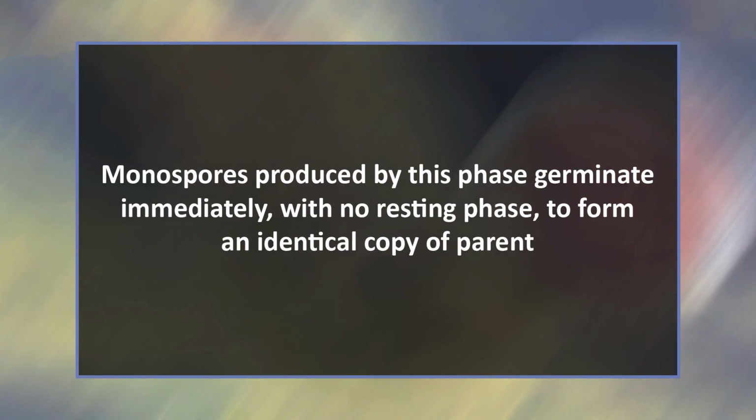They produce monospores from monosporangia just below a cross wall in a filament, and their spores are liberated through the apex of the sporangial cell. The spores of a sporophyte produce tetrasporophytes. Monospores produced by this phase germinate immediately with no resting phase to form an identical copy of the parent. Tetrasporophytes may also produce a carpospore, which germinates to form another tetrasporophyte. With this, we conclude today's lecture.